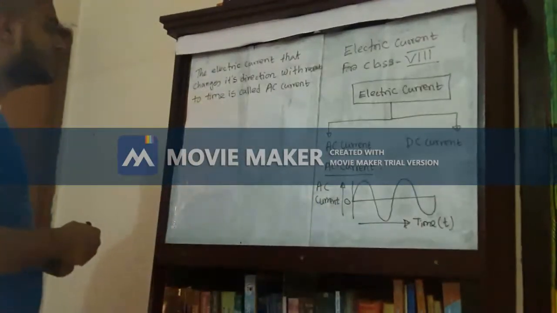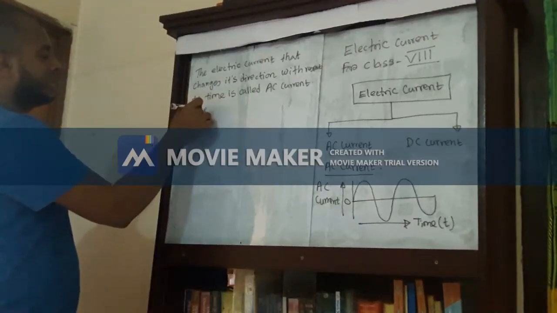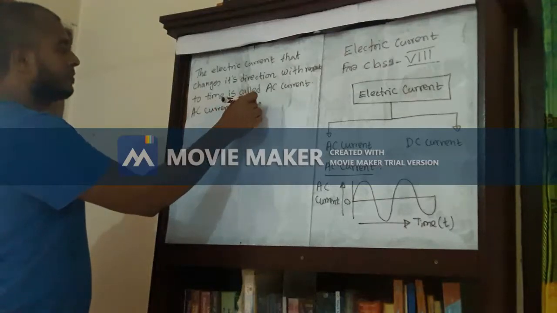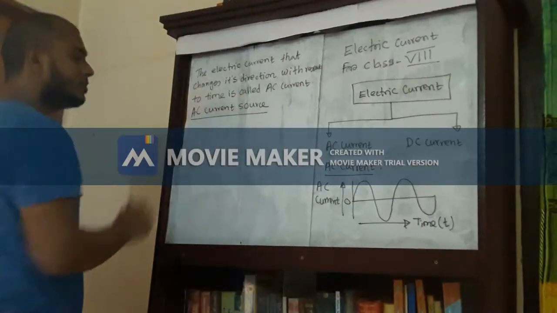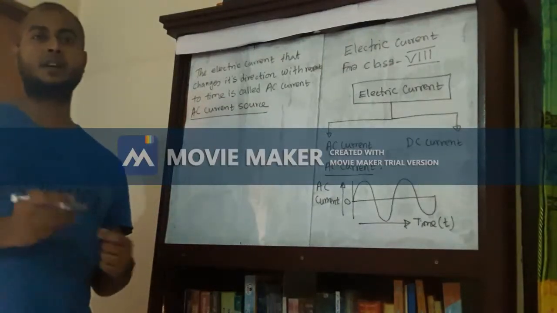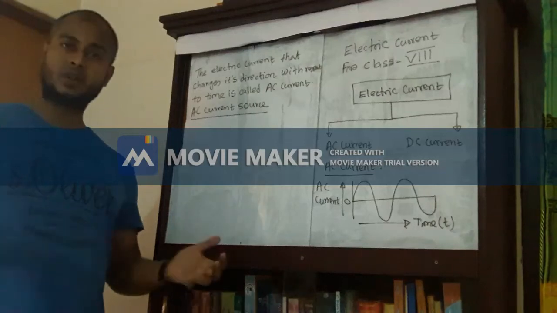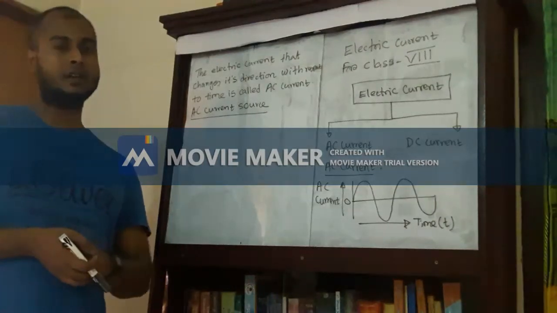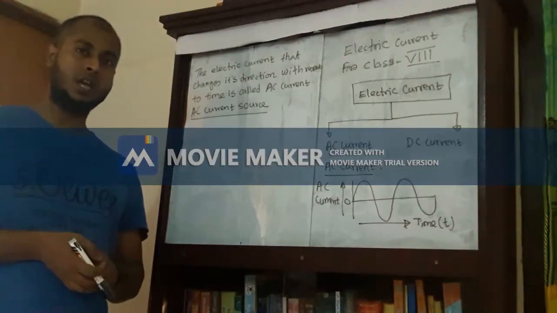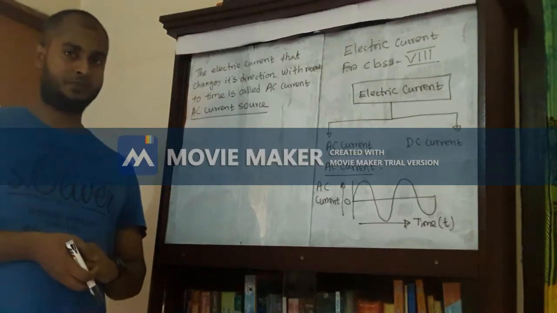Next step, I will discuss the AC current source. Boys and girls, the national power grid supplies us AC current. Say DESA, DESCO, these companies supply us current. These currents are normally AC current. So for our household purposes, the main current that we use is AC current.